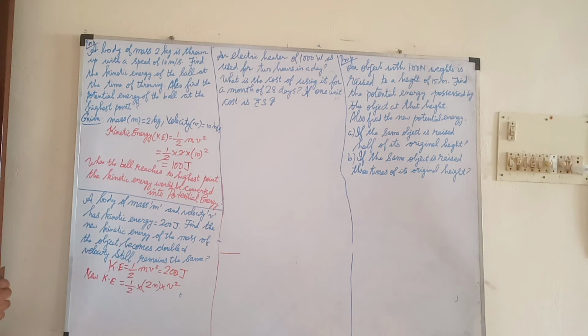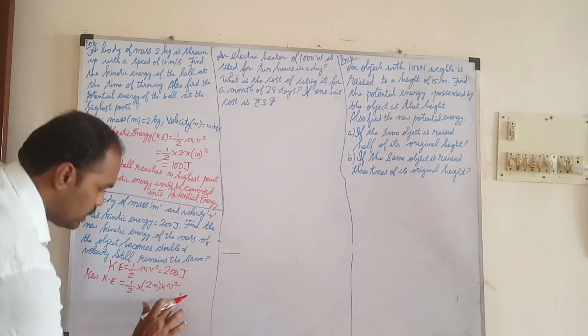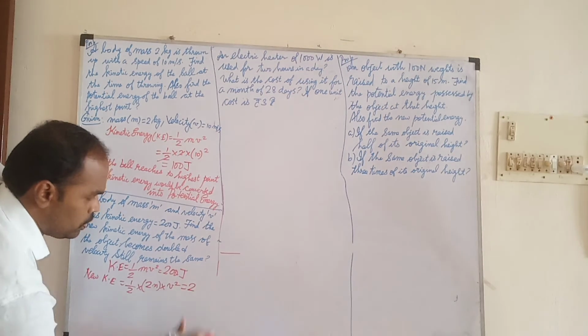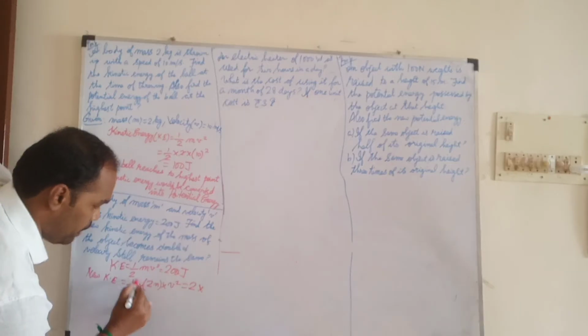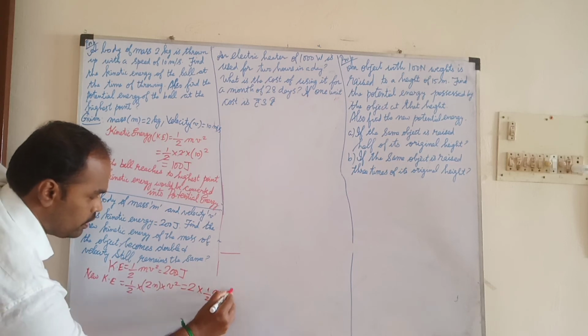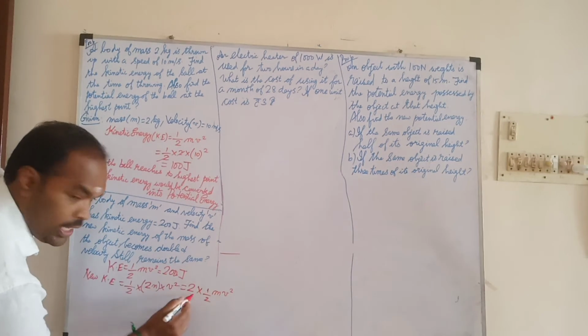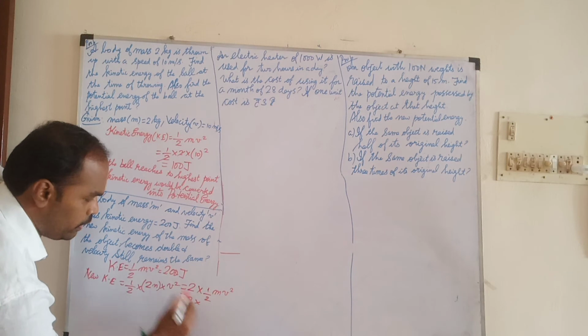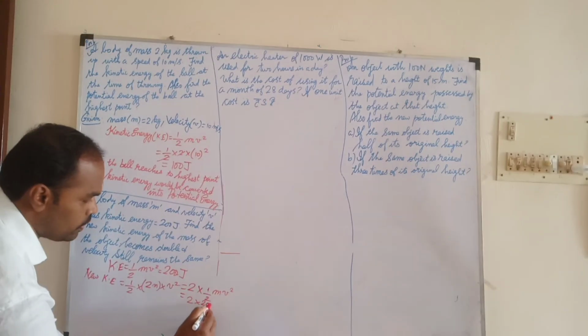Now 1 by 2 mv square, how much will come? 1 by 2 into 2m into v square. Like this we can write. 2 as it is you need to have, times 1 by 2 mv square. The value of 1 by 2 mv square is what? 200 joules.